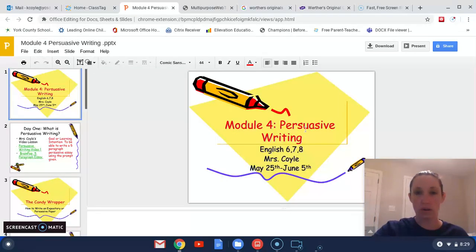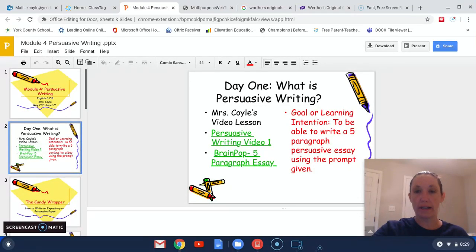Module 4, persuasive writing. And our goal, or our learning intention, is to be able to write a 5-paragraph persuasive essay using the prompt given.